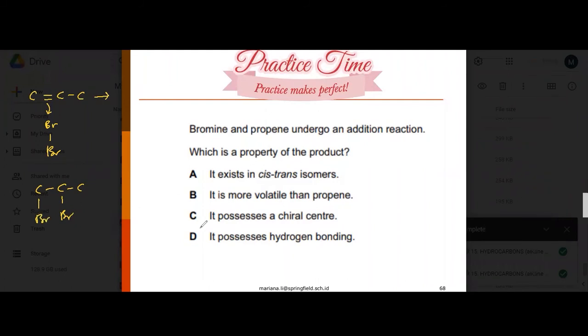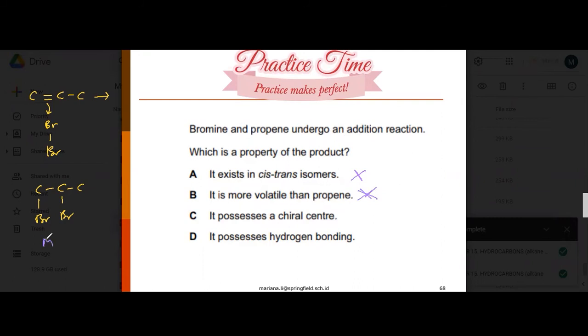Which is the property of the product? It exists in cis-trans isomer. Wrong, right? Since there is no double bond, there is no ring, so we will not have cis-trans isomer. It is more volatile than propene. Is it? No, that's wrong. Why?